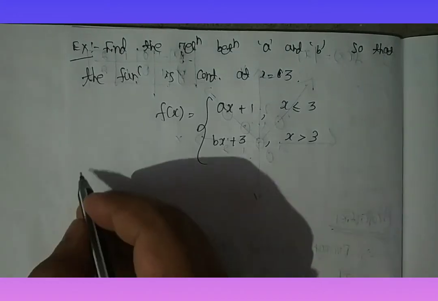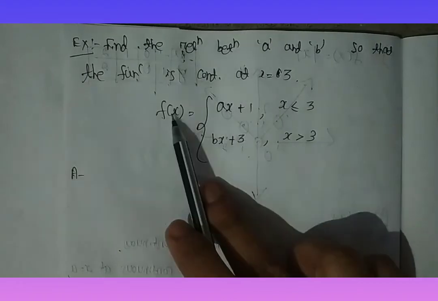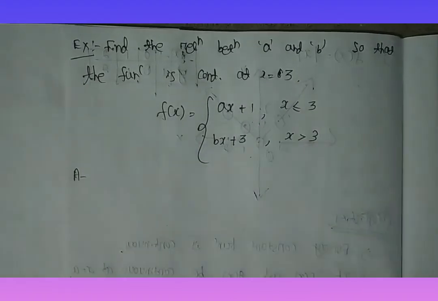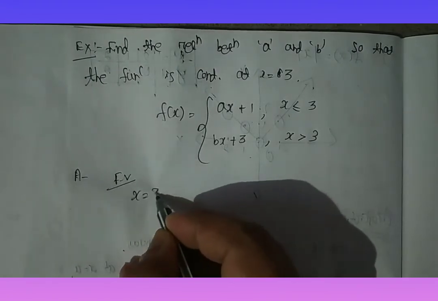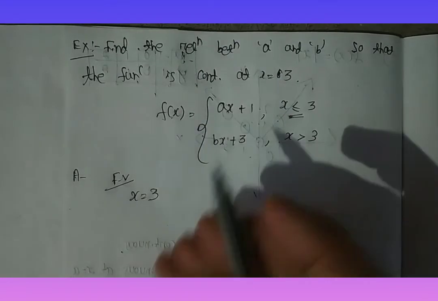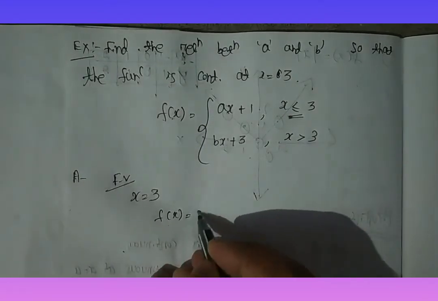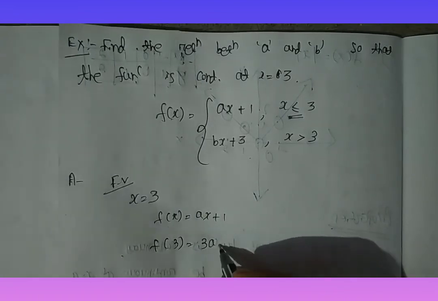Next question, find the relation between a and b so that the function is continuous at x equal to 3. First, find the functional value. Functional value means x is equal to 3. This is the equal case. F of x equal to ax plus 1. Now put x equal to 3, 3a plus 1.